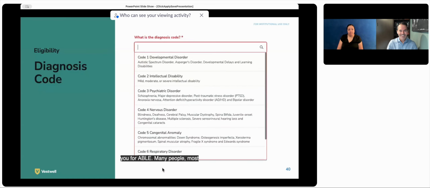Something I'd like to identify here is sometimes you're going to run into some real interesting things as you're applying for an ABLE account. This might be one of those. It's called a diagnosis code. Not everybody knows what their diagnosis code is. Unfortunately, we have to ask this. It's part of the IRS regulations. We've tried to make this as simple as possible.